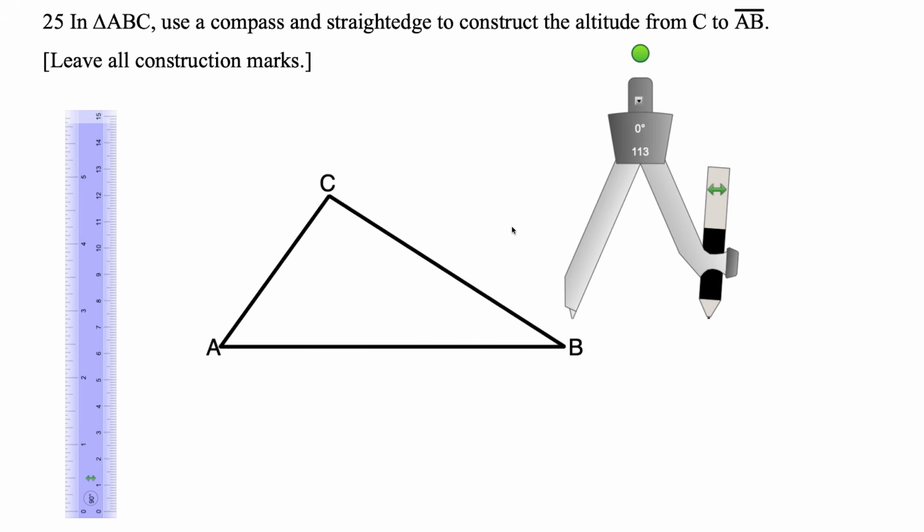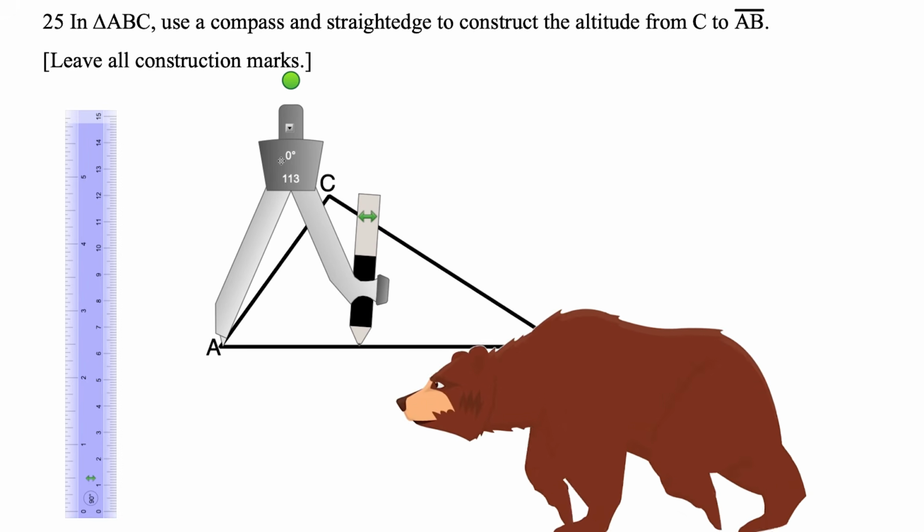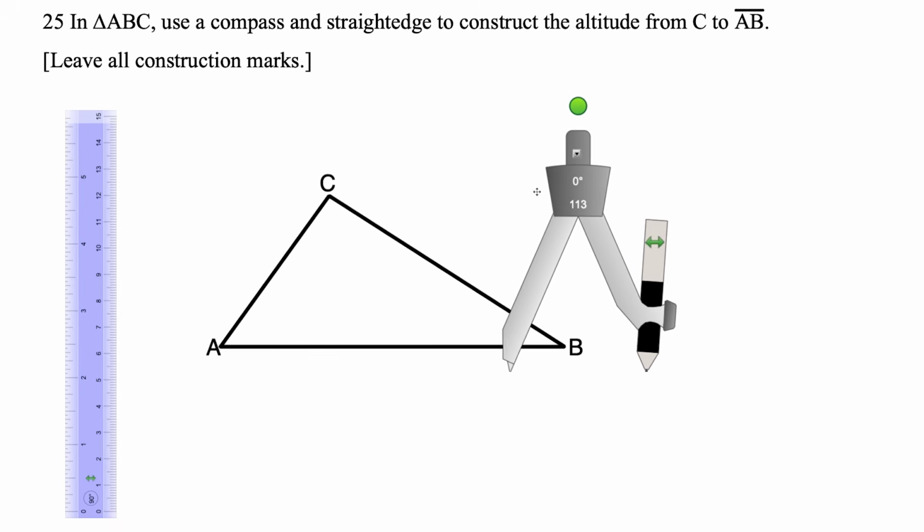For this question, be very careful. I saw a lot of students just construct the perpendicular bisector of side AB. But this is a very dangerous bear trap. That would tell you the midpoint of side AB, which would help you construct the median. But we want the altitude.